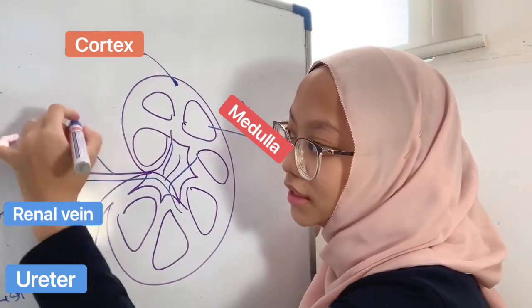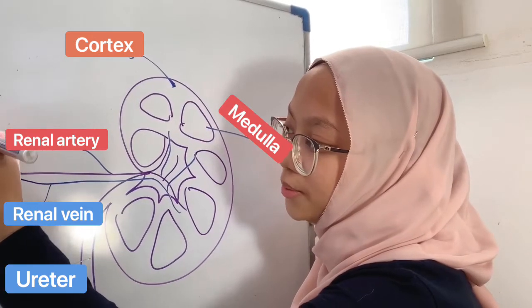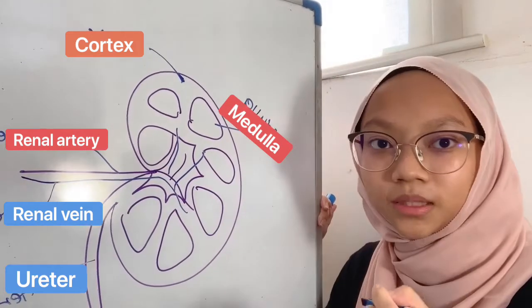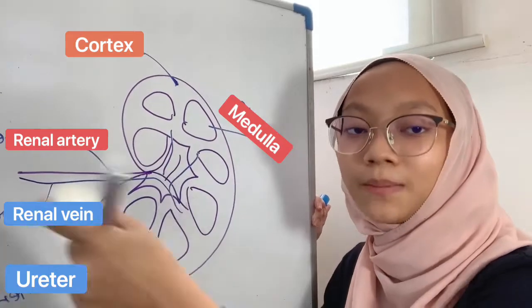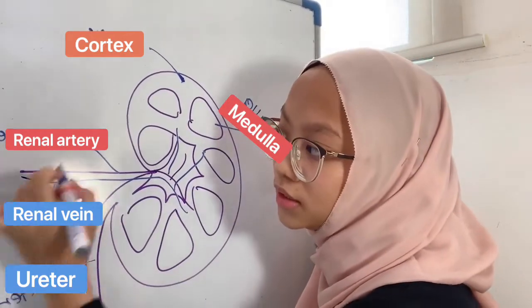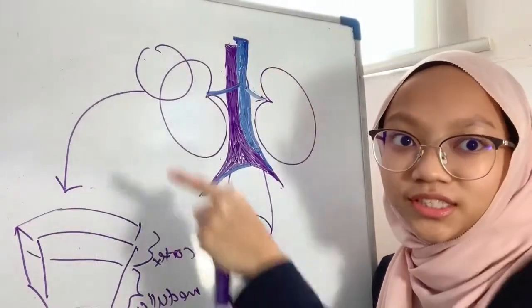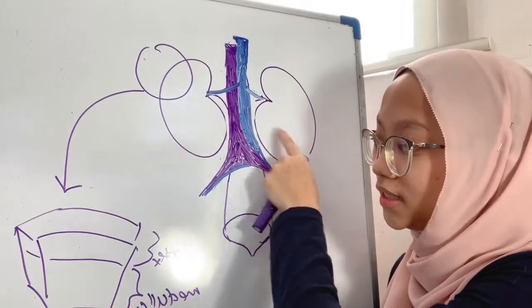The renal artery. The renal artery pula, dia carries oxygenated blood to the kidney. Baru nak filter, nak masukkan to the kidney to filter the blood. So anything with renal is related to the kidney. This is the excretory system. Yang ni, this is the kidney.